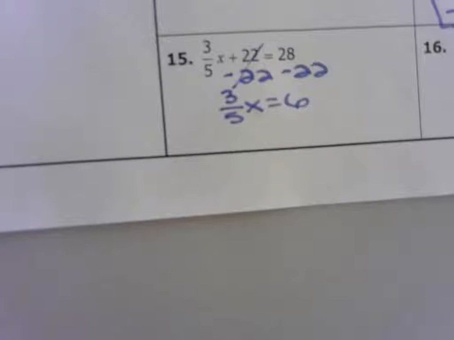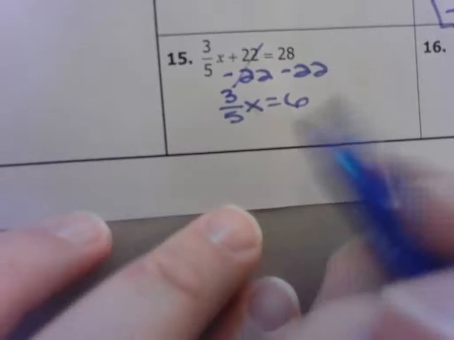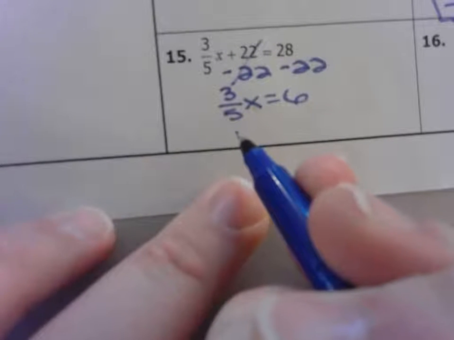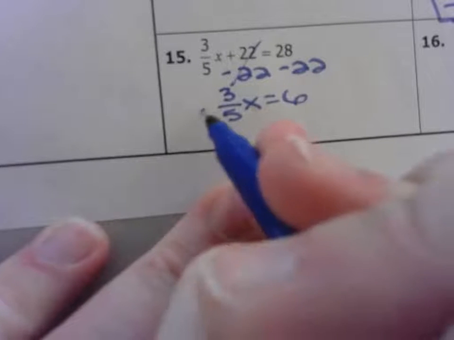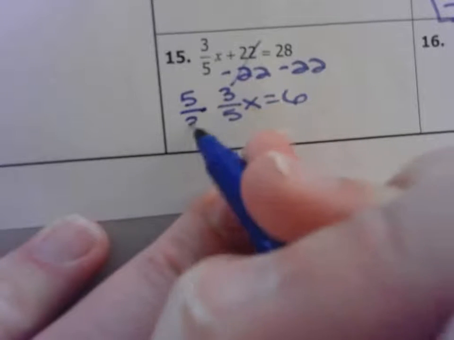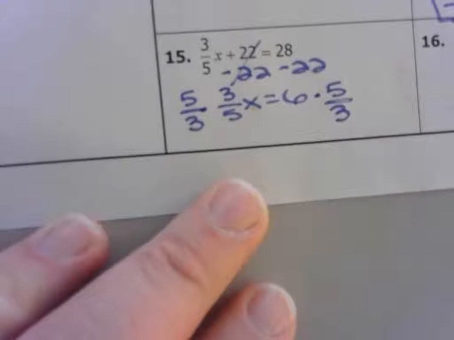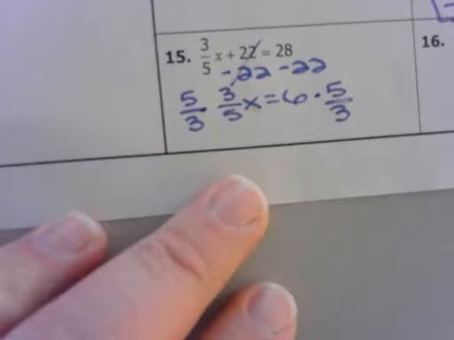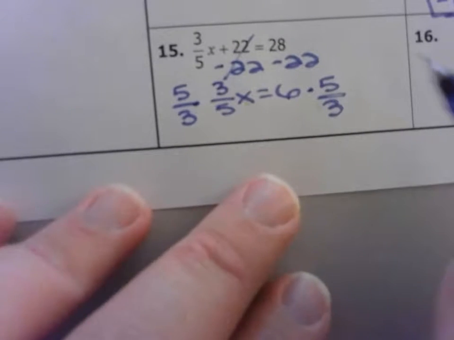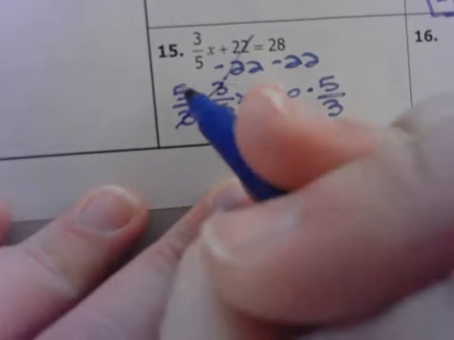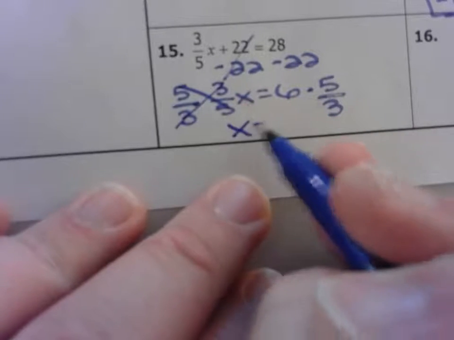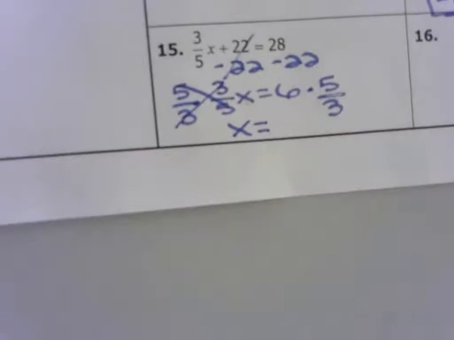Okay, how do I get rid of the 3/5? Xavier? Couple options. Yep, you can multiply by the reciprocal, 5 over 3, or I could divide by 3/5. Either way is fine. So if I multiply by the reciprocal, the left side, 3's cancel, 5's cancel, I'm left with x, which was my goal.